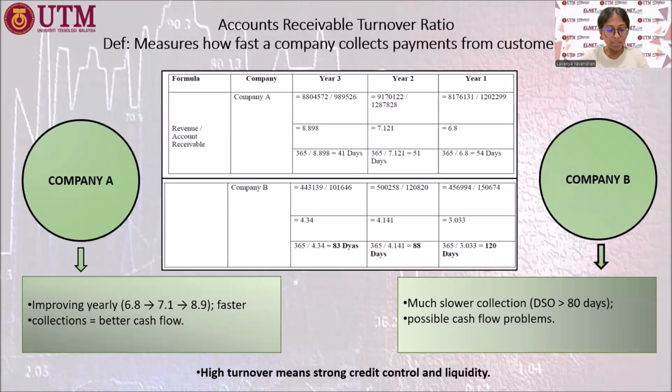Next, we'll be looking at the accounts receivable turnover ratio. This simply measures how fast the company collects payments from customers. Company A collects faster year after year, improving its cash flow and reducing the credit risk. Company B, on the other hand, collects much slower, often taking over 80 days. This may lead to cash flow constraints and potential issues with working capital management.